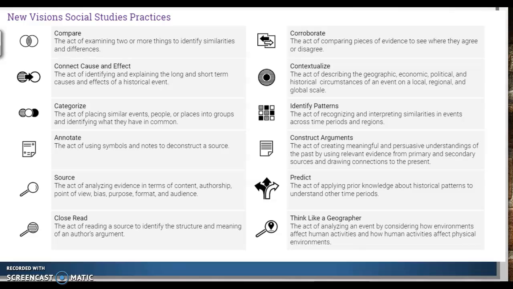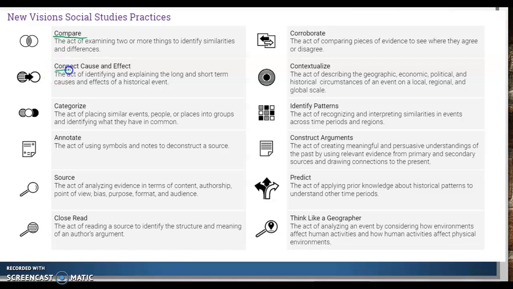There are generally 12 historical thinking skills that are at the focal point of this class for the year. They're defined on this slide. I'll briefly go over them with you. To think like a historian, we have to compare our texts. And when we compare things, we use skills like identifying similarities or identifying differences between documents or time periods, right? So comparing is a very important historical thinking skill.